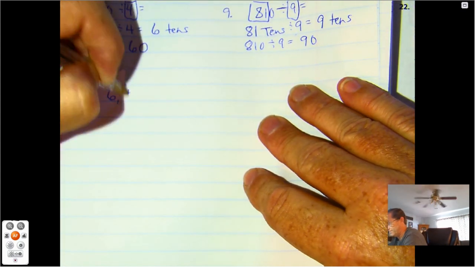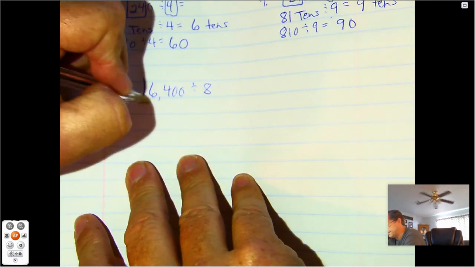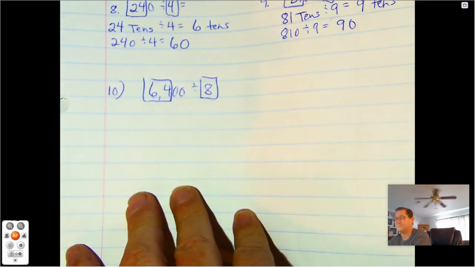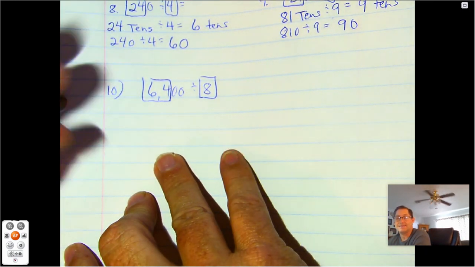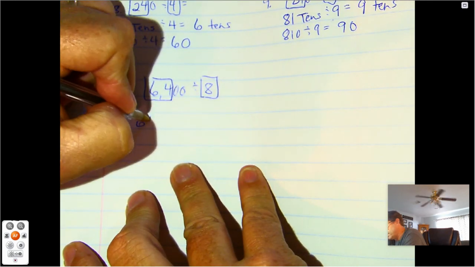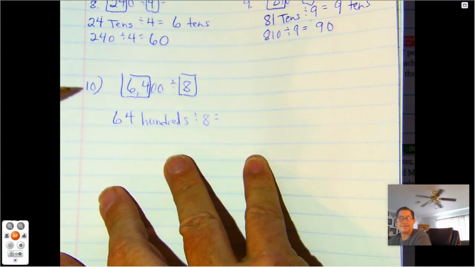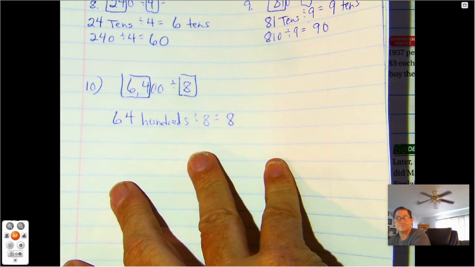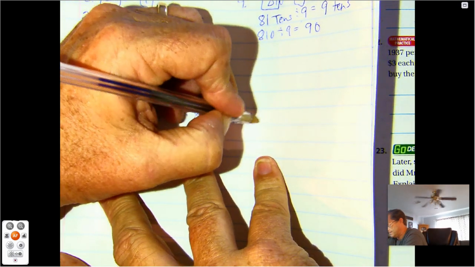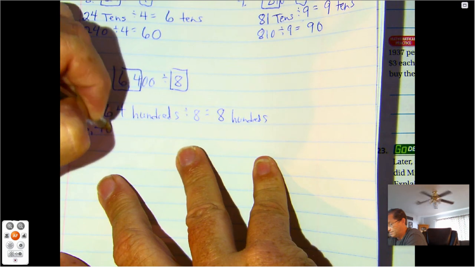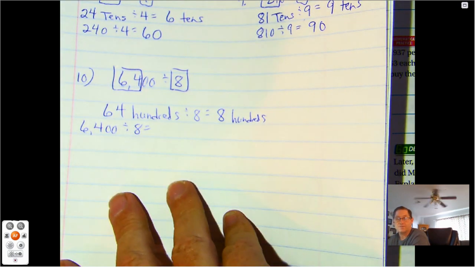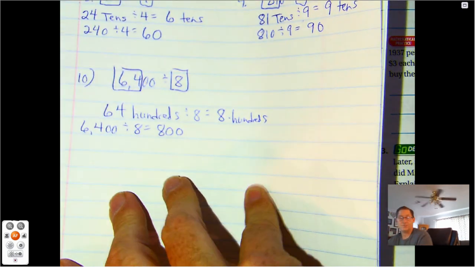Number 10, 6,400 divided by 8. Basic math fact, 64 divided by 8. So I'm going to rewrite 6,400 as 64 hundreds divided by 8. 8 times what is 64? 8. So 8 hundreds. So 6,400 divided by 8 is 8 hundreds, 800.